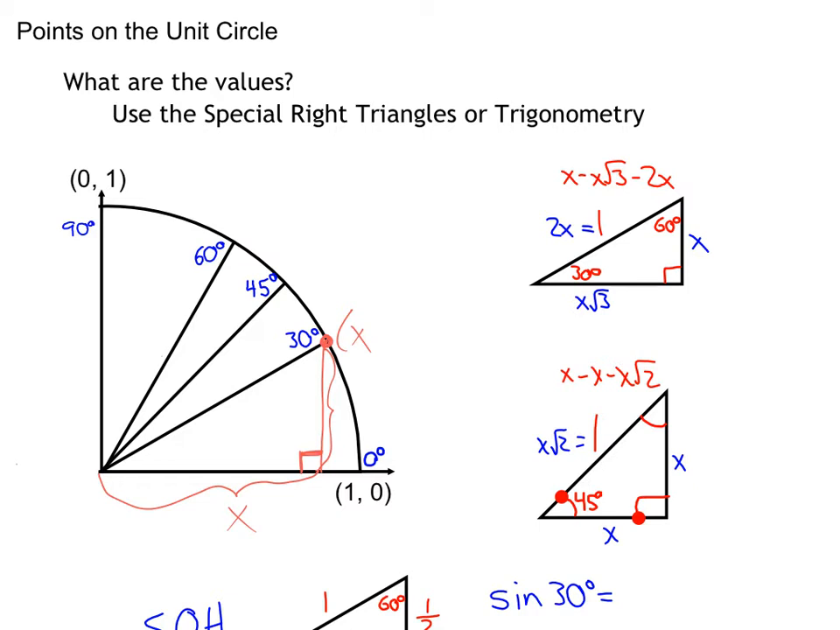It's going to be the y. What's the hypotenuse? The little line going from where the 30 is to the middle. How long is that though? Oh, 1. It's 1. We have a unit circle, right? So the hypotenuse here is 1.